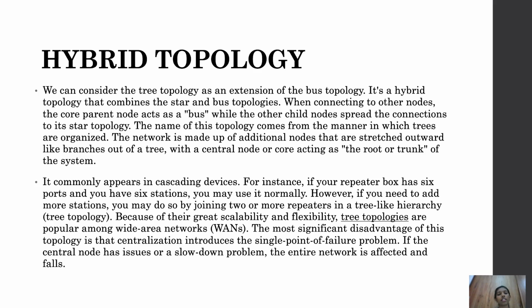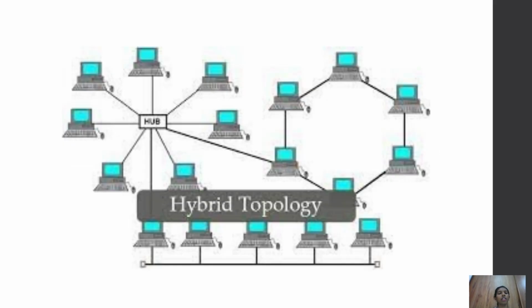The most significant disadvantage of this topology is that centralization introduces a single point of failure problem. If the central node has issues or a slowdown problem, the entire network is affected and fails. This is the diagrammatic representation of hybrid topology.